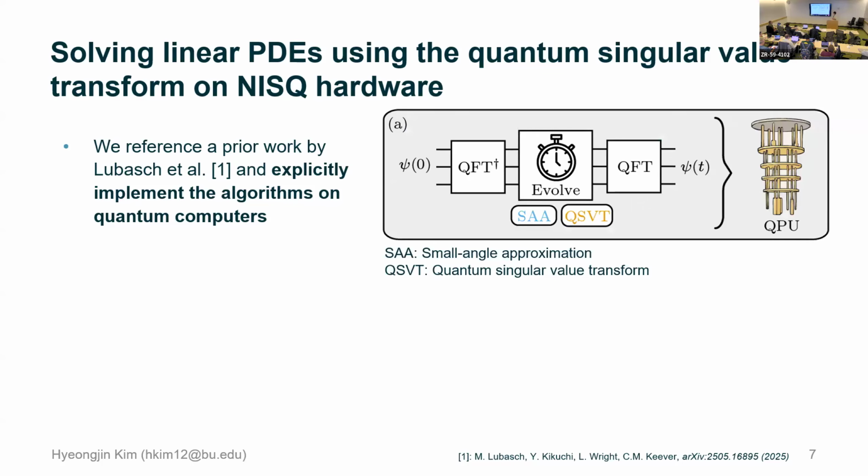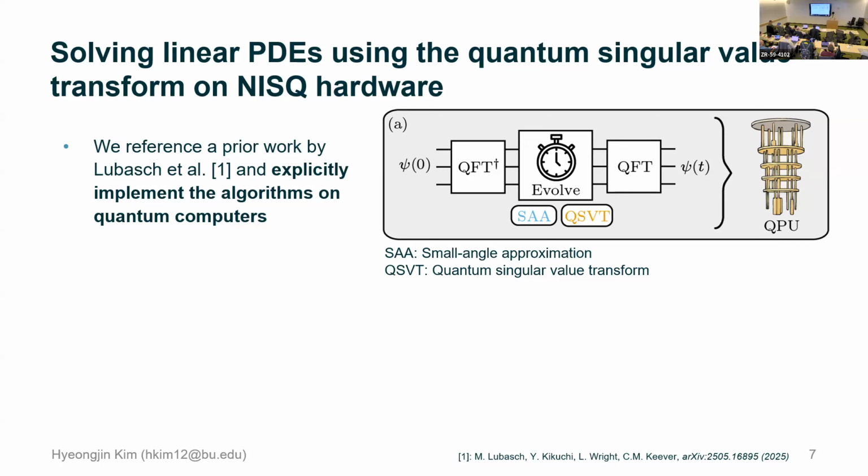And this is the basic workflow of the algorithm. So you start with some initial state psi of 0, and you use this operator. You probably already know the QFT, the quantum Fourier transform, the inverse, and you bring it to Fourier space. And in this case, it just makes the problem simpler for specific PDEs. And then we use this evolution operator in the middle to solve this equation, and then transform it back to the real space, and then you get your answer at time t.